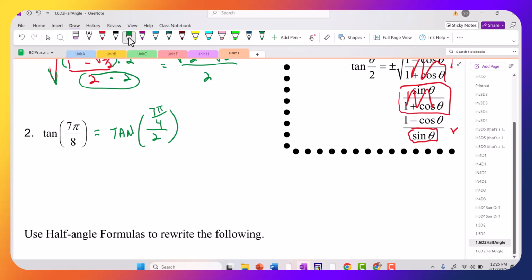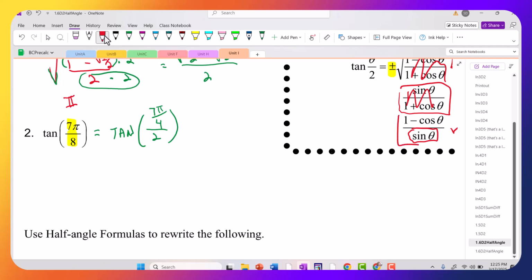All right? Now, let's pretend I had to make a choice, and I used the first one. If I were to make a choice, what would it be, positive or negative? What's tan of 7 pi over 8? What should that be, a positive or a negative? It should be a negative because what quadrant is that in? 2. So when you choose that first formula, you got to choose the negative. This one will give you a negative.